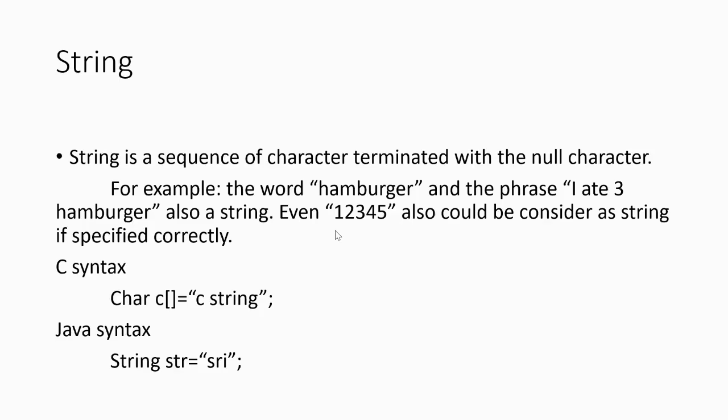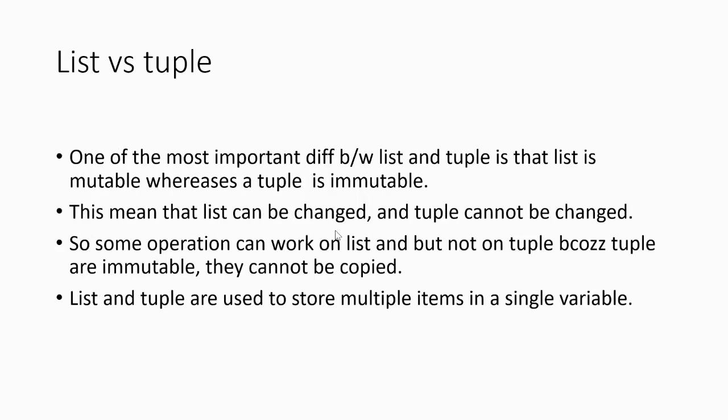Then string. A string is a sequence of characters terminated with a null character. This is a simple concept. For example, the word hamburger and the phrase "I ate three hamburgers" are also strings. Even 1, 2, 3, 4, 5 could be considered a string if specified correctly. I gave some C syntax and Java syntax, so check it. Then list versus tuple.